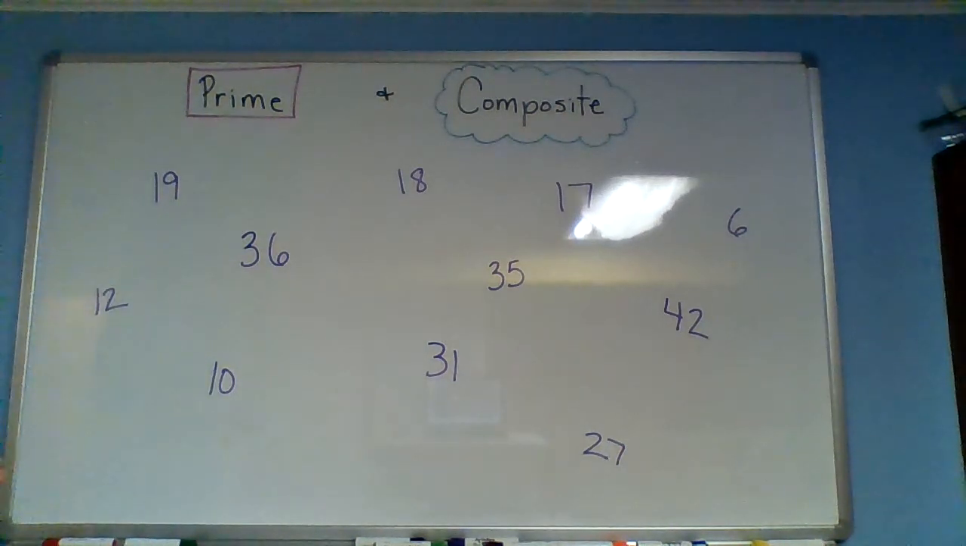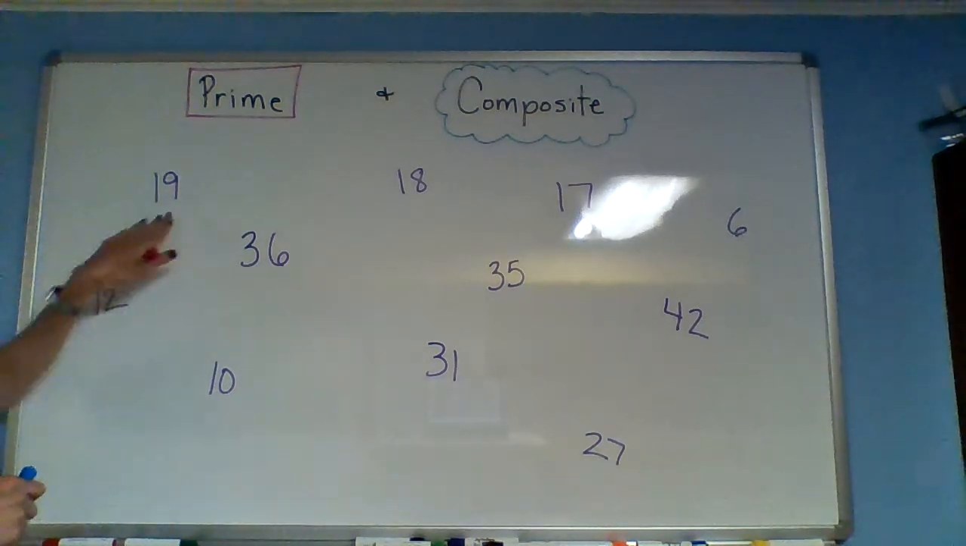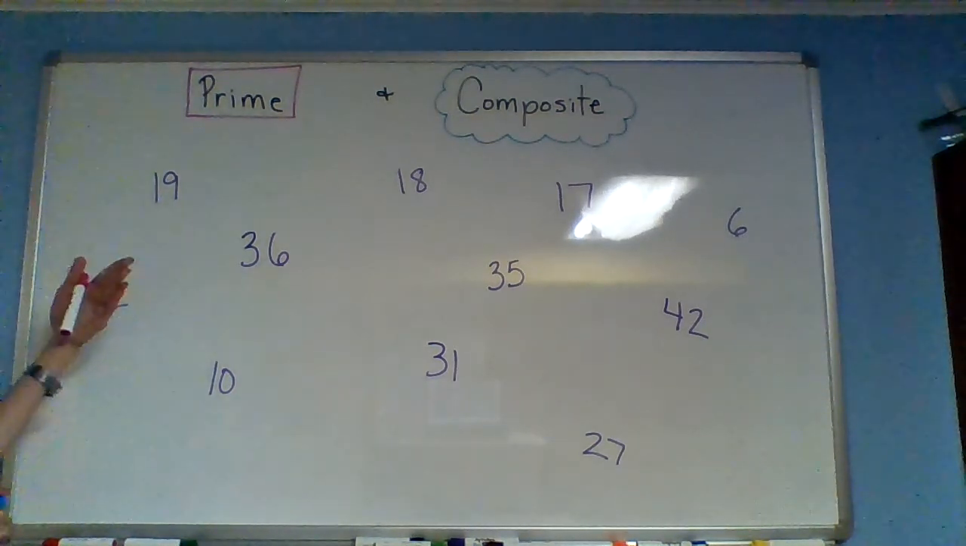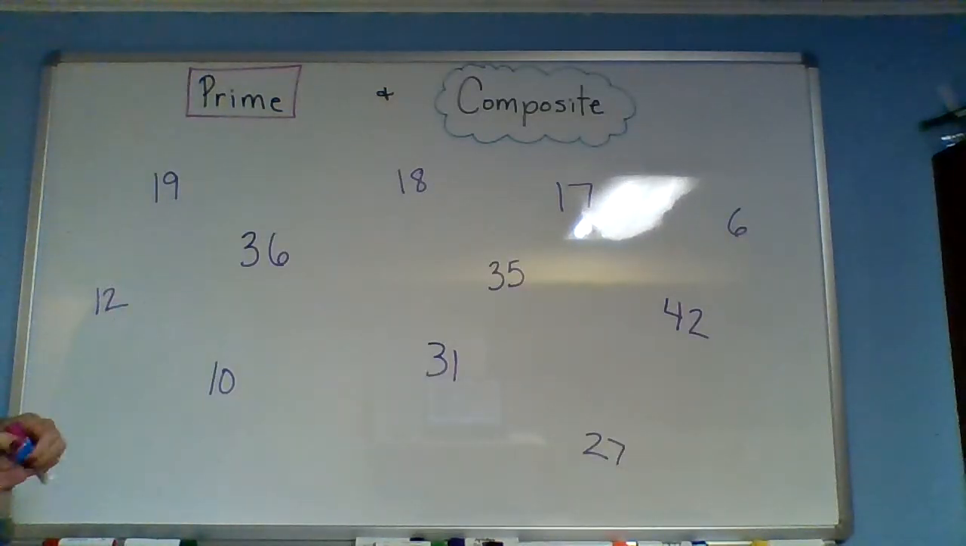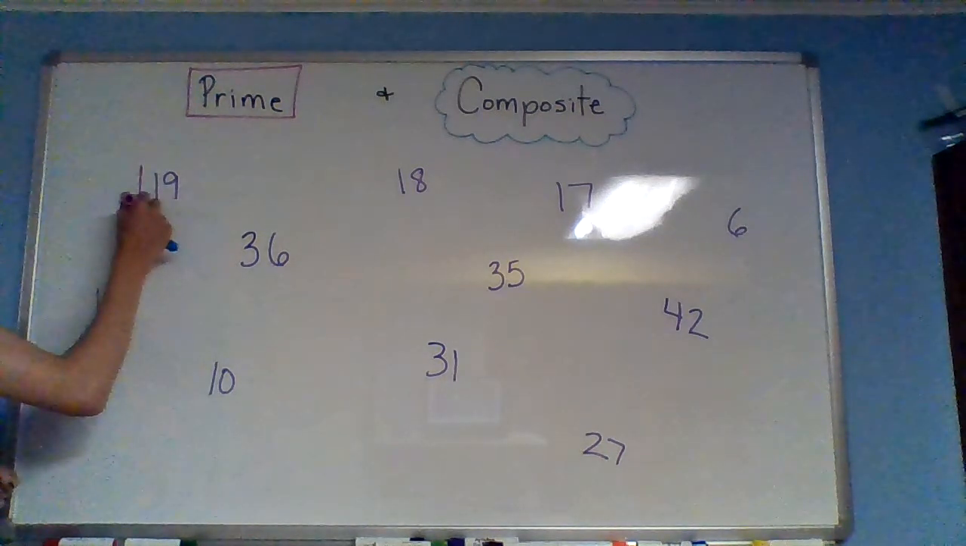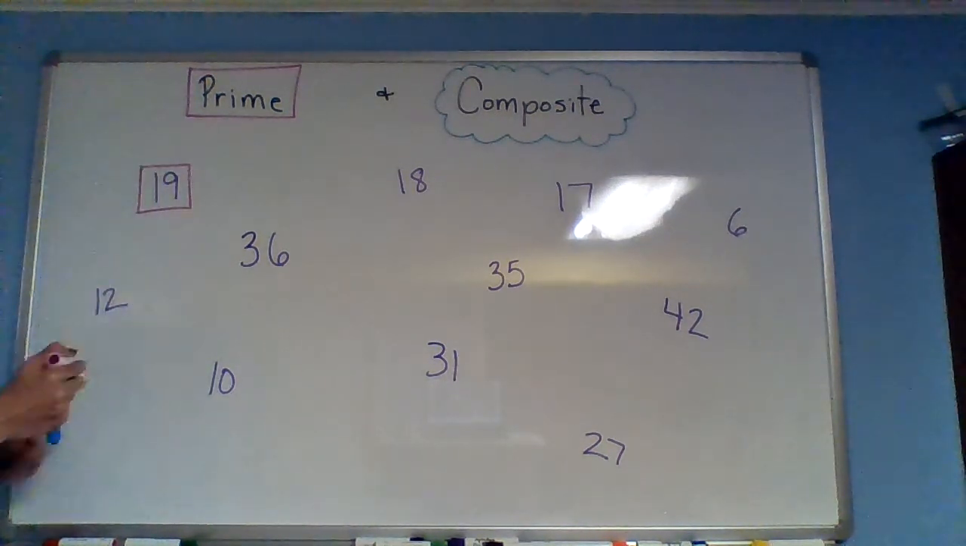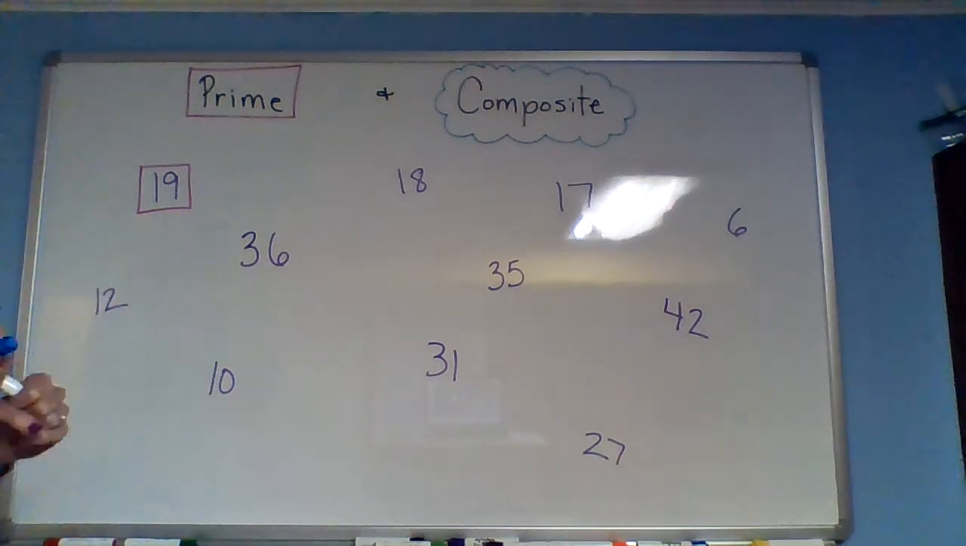19. I know 1 and 19. Is there any other way to make 19? Well, it's not even, so I know 2 won't work. 3 times 6 is 18. 3 times 7 is 21, so that's too big. I think right off the bat we have found one of those elusive prime numbers. Remember I said they're rare and far between, but 19 is an example of one that is prime.